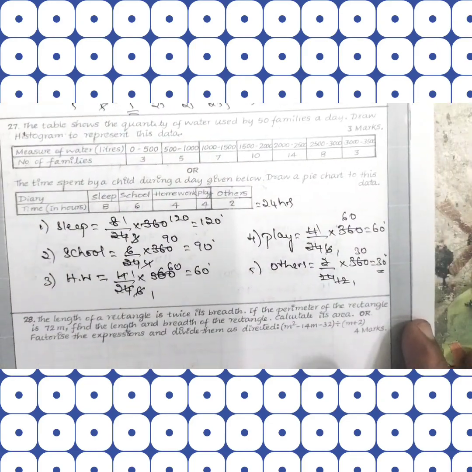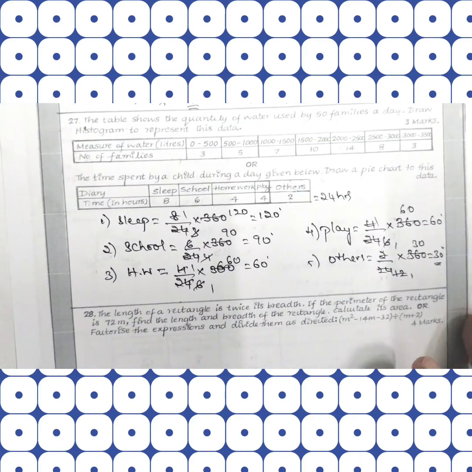So last question of this paper, that is 28th question. So 28th question ಏನು ಕೊಟ್ಟಿದ್ದಾರೆ ಅಂತ ಒಂದ್ಸಲಿ ನೋಡೋಣ. The length of a rectangle is twice its breadth. If the perimeter of the rectangle is 72 meter, find the length and breadth of the rectangle ಅಂತ ಹೇಳಿದ್ದಾರೆ. So now let us find out it.